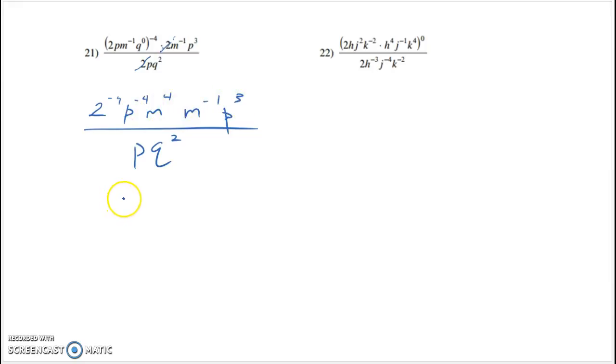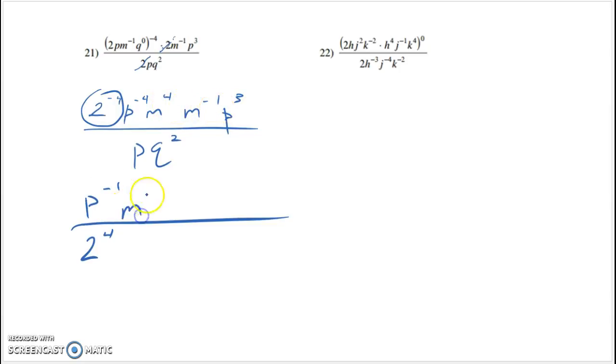So we've got 2 to the, let's back up a little. We've got 2 to the negative 4, which I'm going to move down and make it 2 to the positive 4. And we already established that this winds up being p to the negative 1. M to the 4 times m to the negative 1 is m to the 3rd. And we've got p q squared down here. We have a negative exponent, which we're going to move down. We're going to make it positive.